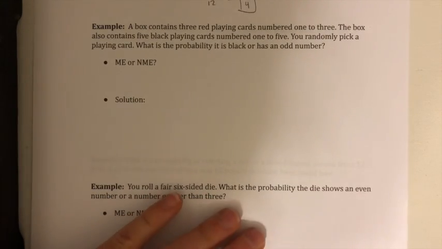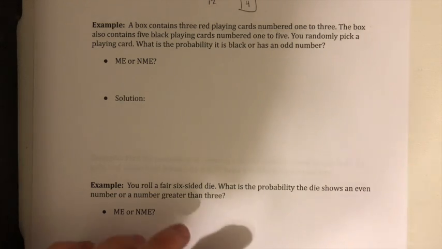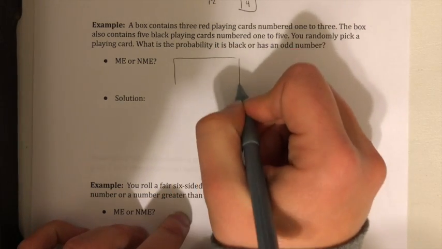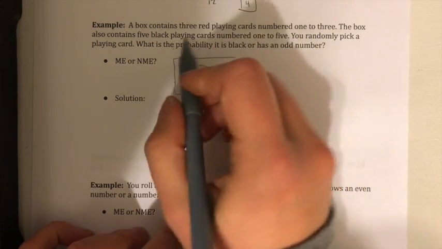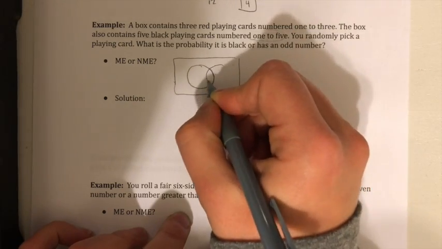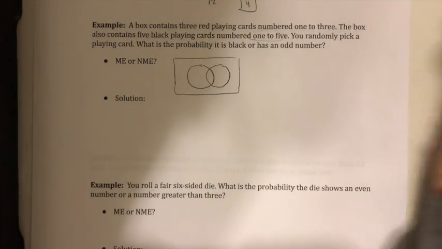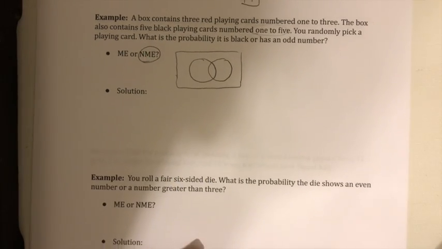Next example, a box contains 3 red playing cards numbered 1 to 3, and then the box also contains 5 black playing cards numbered 1 to 5. We randomly pick a playing card. What's the probability that it is black or has an odd number? Okay, so these guys are going to overlap, right? Because of those black cards, some of those are odd, so we're going to have an overlap here. Okay, so they are non-mutually exclusive. So we're going to have to use that more complex formula.